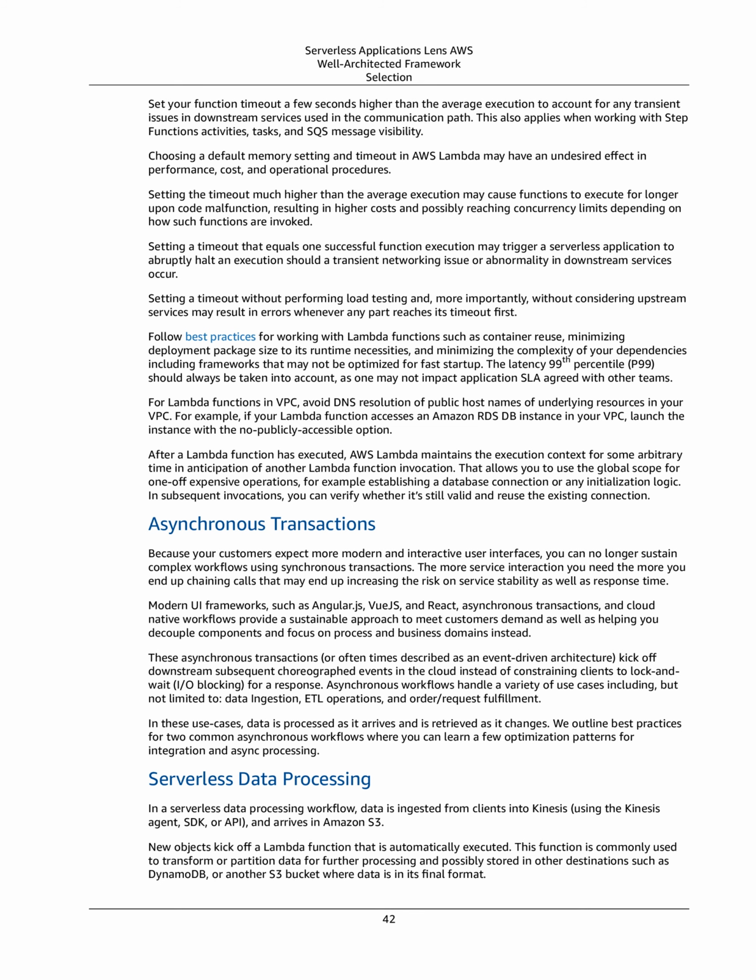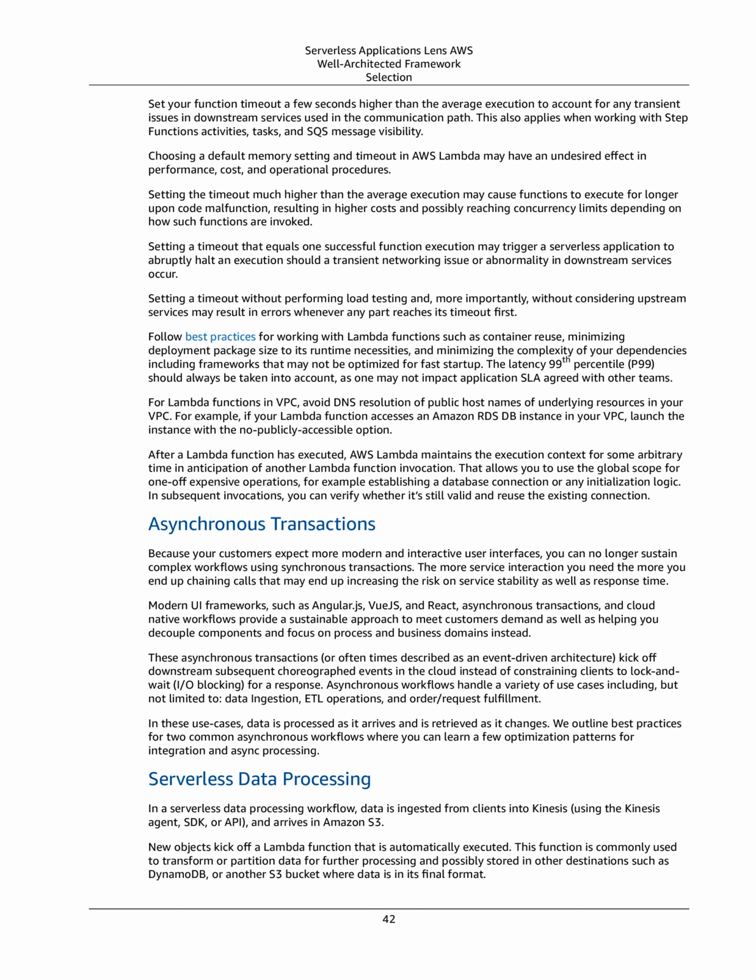Follow best practices for working with Lambda functions such as container reuse, minimizing deployment package size to its runtime necessities, and minimizing the complexity of your dependencies, including frameworks that may not be optimized for fast startup. The latency 99th percentile, P99, should always be taken into account, as one may impact the application SLA agreed with other teams. For Lambda functions in a VPC, avoid DNS resolution of public host names of underlying resources in your VPC.